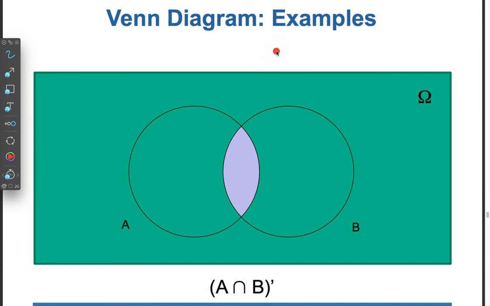Now here is a Venn diagram example. This is the symbol for the universal set. The first circle is set A, the second circle is set B, and the green colored part outside is A intersection B complement. It means leaving this intersecting part, the total is colored in green. So A intersection B complement means everything outside of this intersecting part.